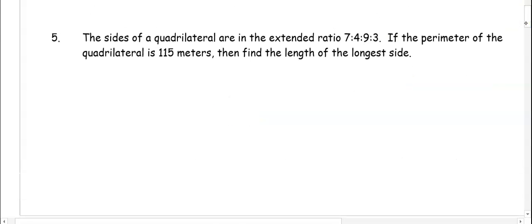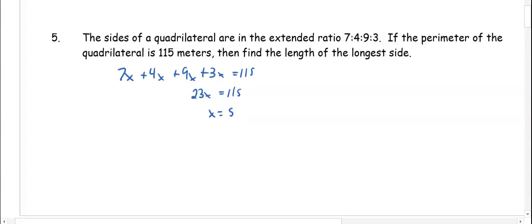In number 5, the sides of a quadrilateral are in the extended ratio of 7 to 4 to 9 to 3. If the perimeter is 115 meters, find the length of the longest side. So our sides are going to be 7x, 4x, 9x, and 3x that we're going to add together and set equal to 115. So when we combine like terms, we get 23x is equal to 115. When we divide, we get x is 5.